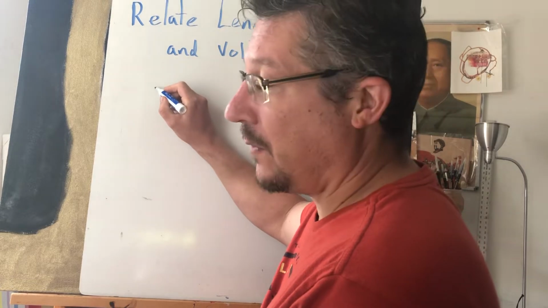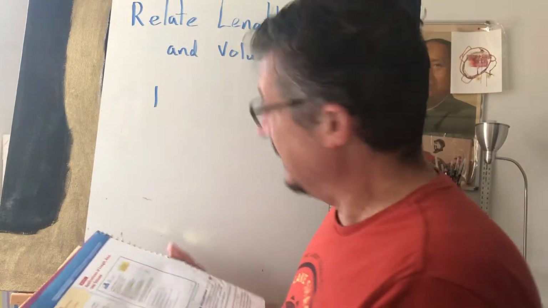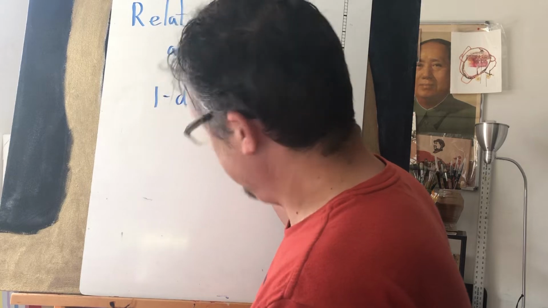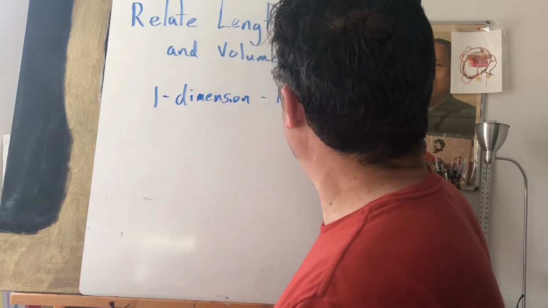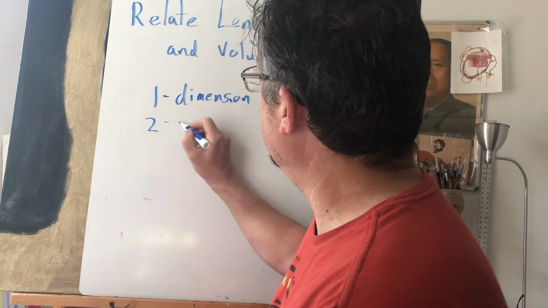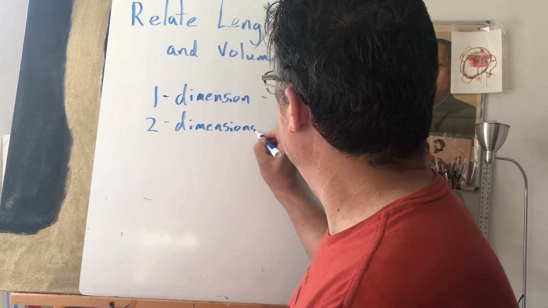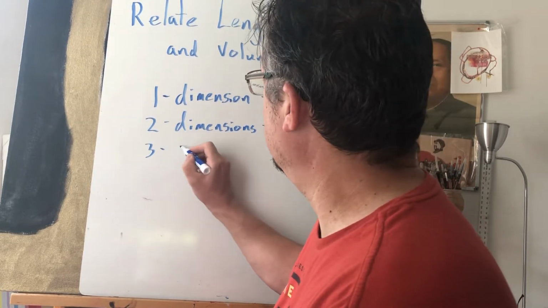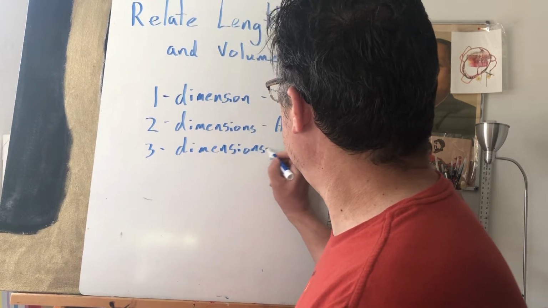1 dimension: think of a line. 2 dimensions: think of area. 3 dimensions: think of volume.